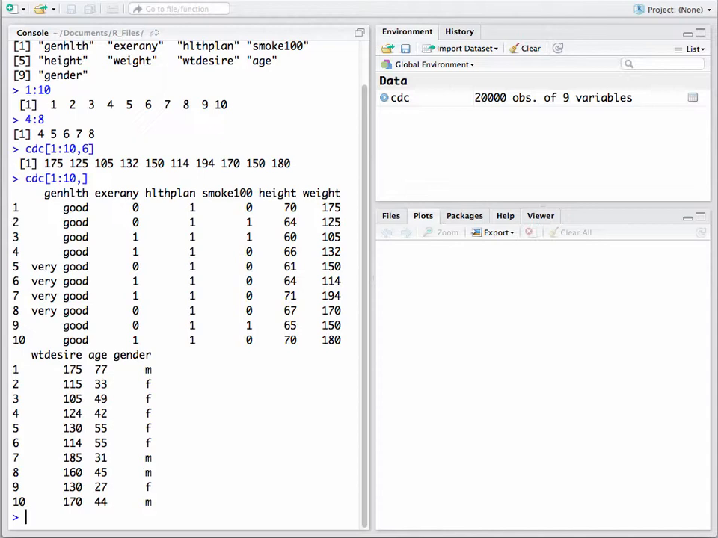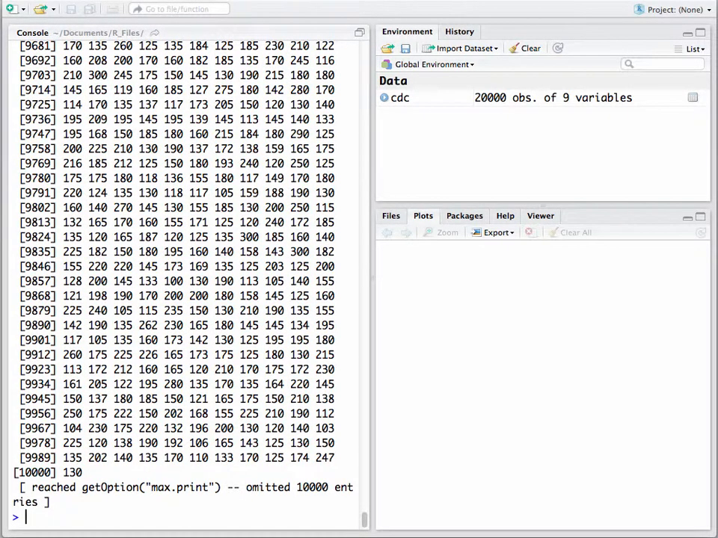Contrast that to the following. What if I went CDC, square bracket, comma, and left the first part blank and put in 6? Hang on to your toupees, because we just got 20,000 of, well, actually it only went up to 10,000, so that's enough already. I'm crying uncle. It showed me the prints on the screen, whizzing by at 10,000. A little trick here, just so you know, one of the things you can do is clean up your console quite quickly by holding down your control key and hitting L.